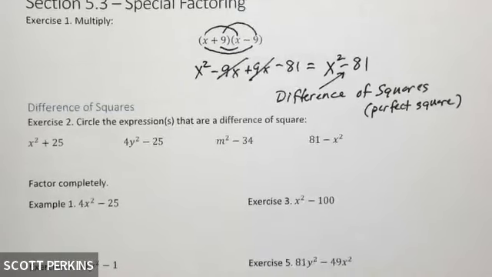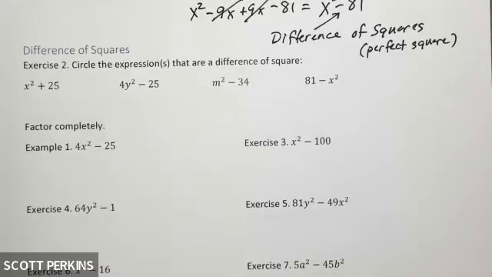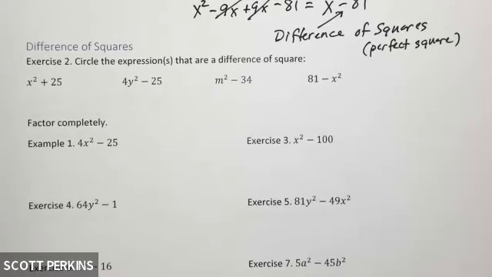So that takes us to our next exercise right under the heading difference of squares. I want you to circle the expressions below that are a difference of squares. So again, I'm going to give you 30 seconds. Circle any and all that you think meet the criteria of being a difference of squares.